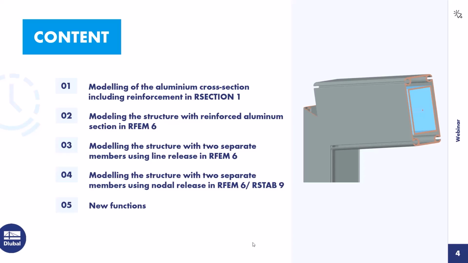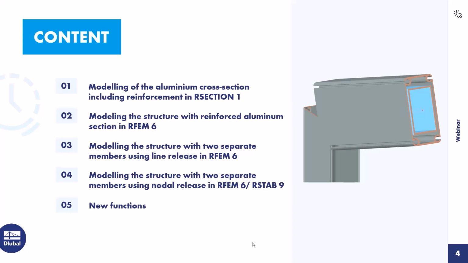Thank you, Andreas, for the introductory words. I would also like to welcome you to today's webinar. The topic of this webinar is the modeling of structures with reinforced aluminum cross-sections. The reinforcement can be made of steel or aluminum. There are several options for creating these reinforcements. The aluminum cross-section including reinforcement can be created as one cross-section in RSECTION. Another option is to model two separate members in Rfem or RSTAB with the respective aluminum or steel cross-section.